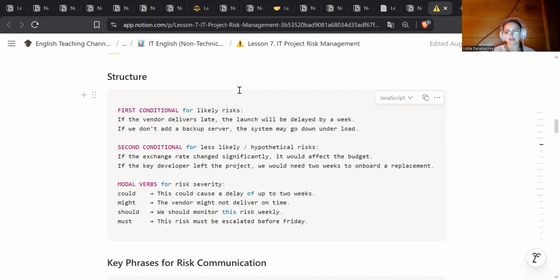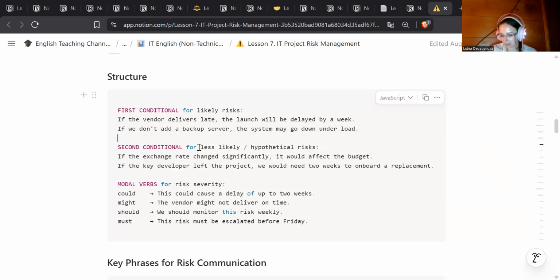And how do we create it? Let's look at sentence 1. If the vendor delivers late, the launch will be delayed by a week. If the vendor delivers late, present tense. The launch will be delayed, future tense. That's all. The clause with if uses the present simple tense, sometimes present continuous. The second part is future tense, mostly future simple, sometimes future continuous. So, if we don't add a backup server, the system may go down under load.